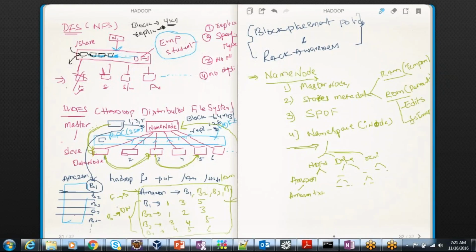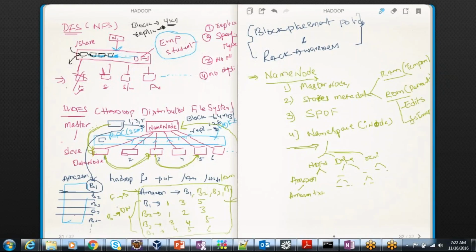Sometimes we also need the raw transactions. Who did the transaction, who is the owner, when it was done, all that information is required. So that information will go into edits. Only the file system information will go into fs image. That fs image will be loaded back into the name node RAM. When it will be loaded back, I will tell that. We will see tomorrow in detail about your edits and fs image.